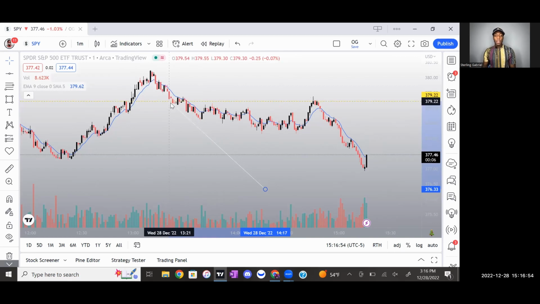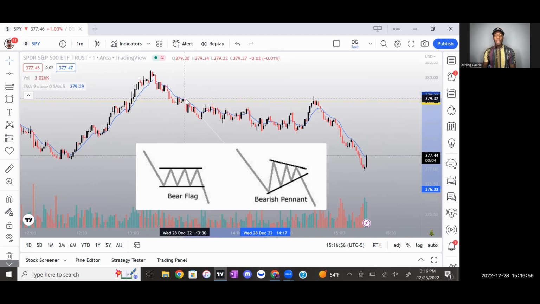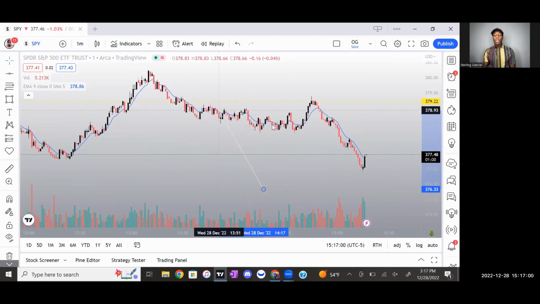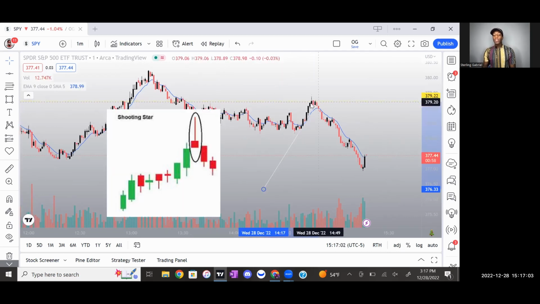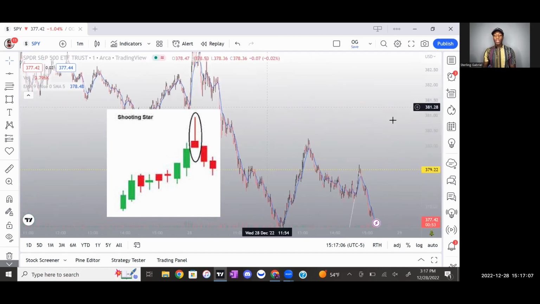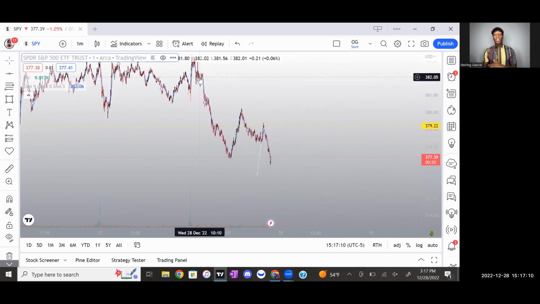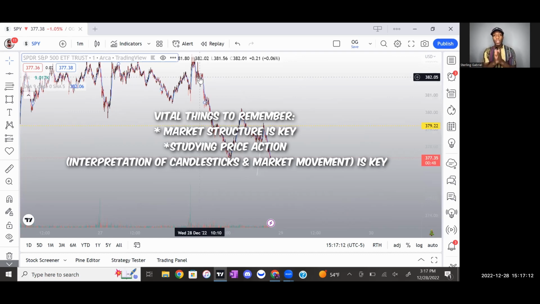Price came back down, ended up creating a bear flag at the level. And it was just kind of chopping at this level. Price came back to retest it, created the shooting star at the level, while we're already showing that the market structure is bearish.